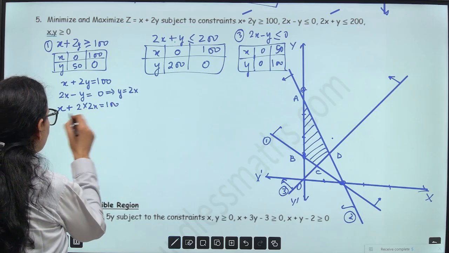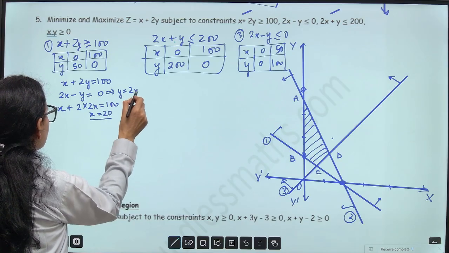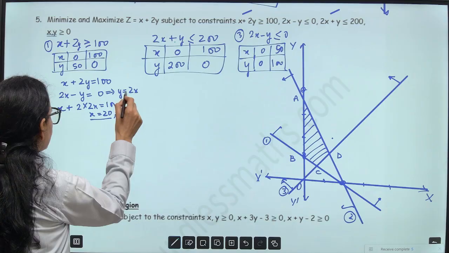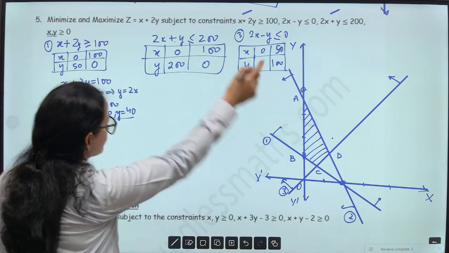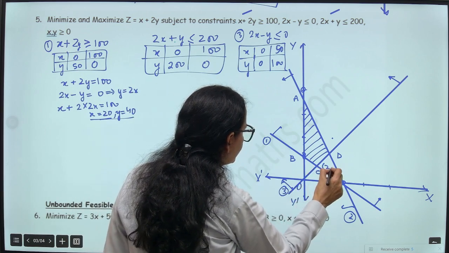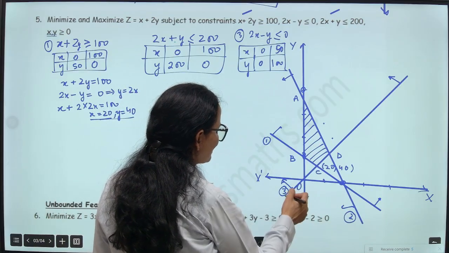4 and 1, 5x is 100, that means x is 20. When x is 20, what is the value of y? Y is 40. So that means the point of intersection of the first and third line is 20, 40. So this is the point of intersection. Now we need the point of intersection of the second and third line.